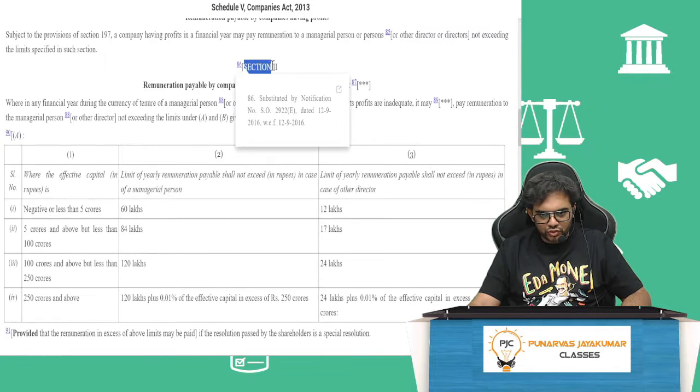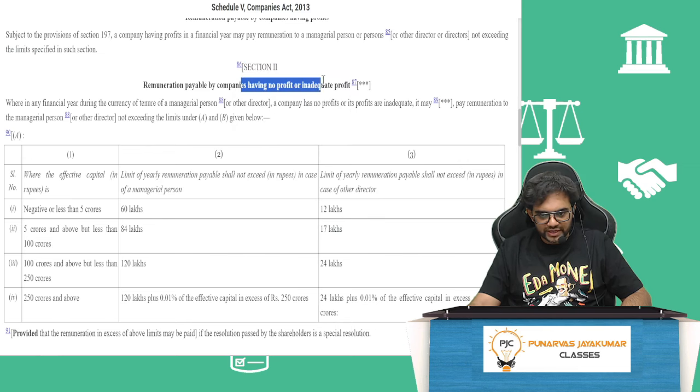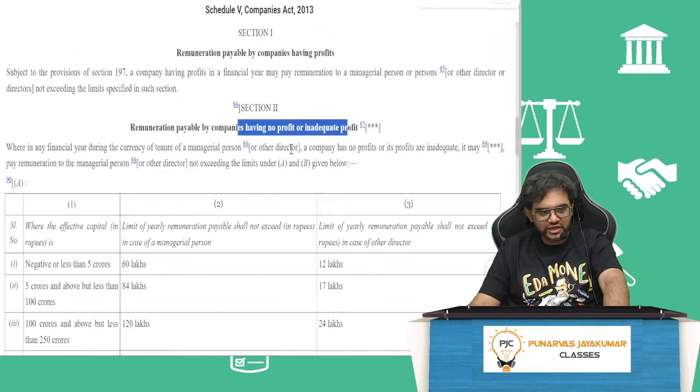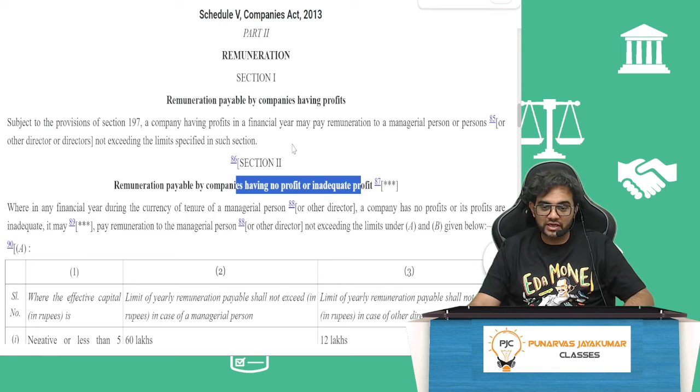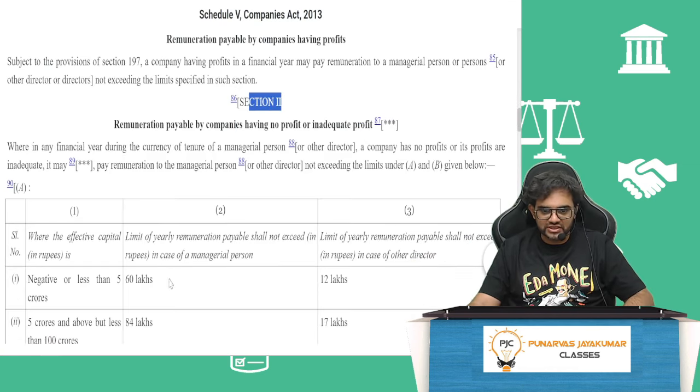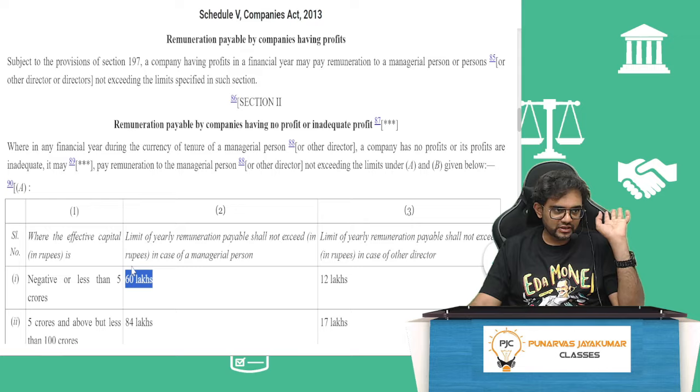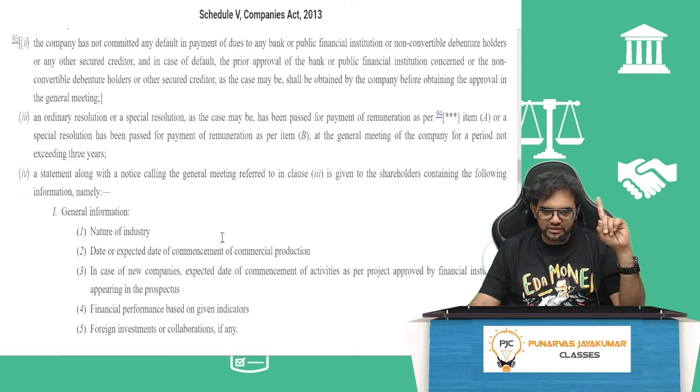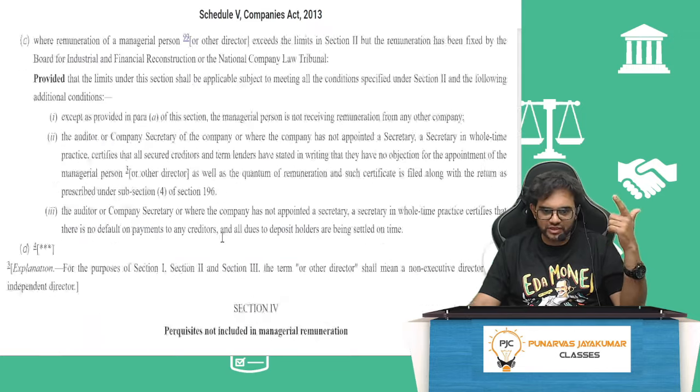Section number 2 is for loss-making company. No profit or inadequate profit means what? Loss-making company. Section 2. Okay. This 60 lakh is for loss-making company. Okay. Then you see here. I already told you it's extra you will be getting.